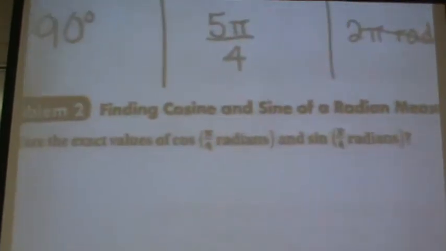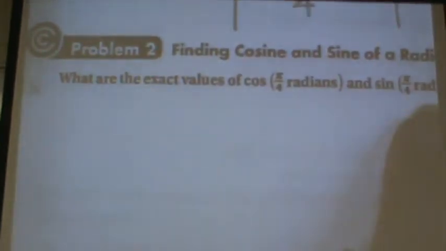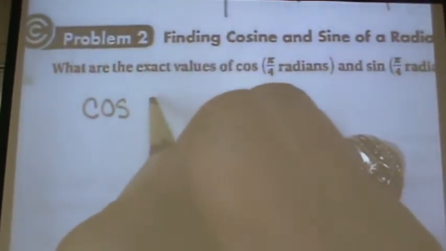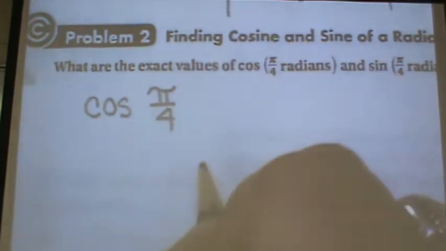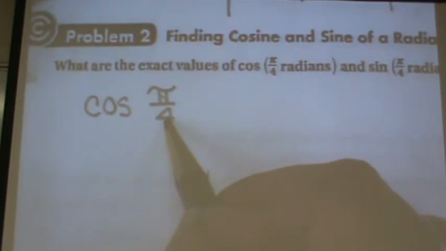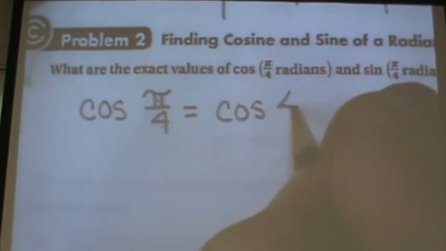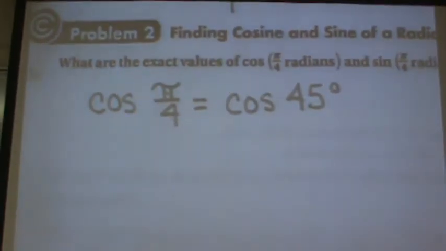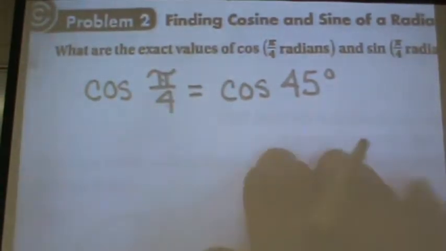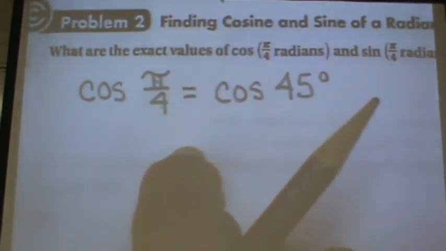So now I want to know what's the sine and cosine of that angle? What did we say pi over 4 is? How many degrees is pi over 4? It's 45. This means this problem is the same thing. You have to know the equivalent of a 45 and a pi over 4. That's just another way to say 45 degrees in a different language.